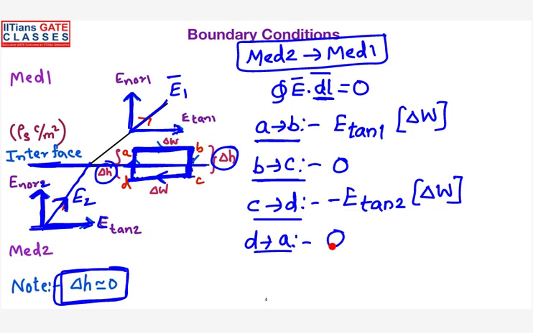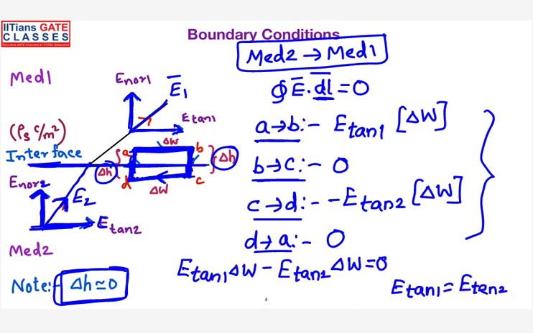So what is the total line integral when you move in this particular loop? You can add all of this. When you add all the line integrals, you will finally get E tan 1 into delta W minus E tan 2 into delta W equal to 0, which reflects that your E tan 1 should be the same as your E tan 2. So this is your first boundary condition.